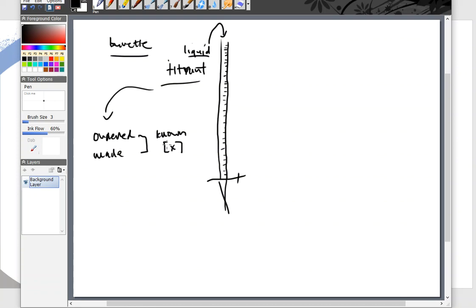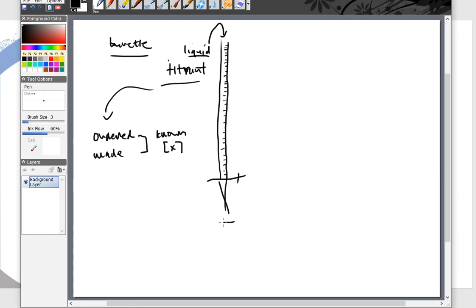I know the concentration because I've either ordered it, and it comes with a nice little bitty piece of paper that says certificate of analysis, or I've made it. And because I've made it, I now know in the laboratory what concentration it's supposed to be. So that is what we call the titrant. The titrant goes into our burette, and the burette will be used for the titration.